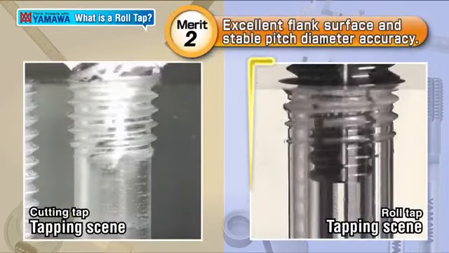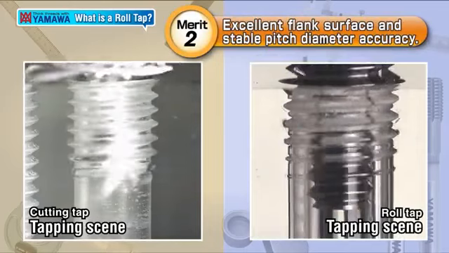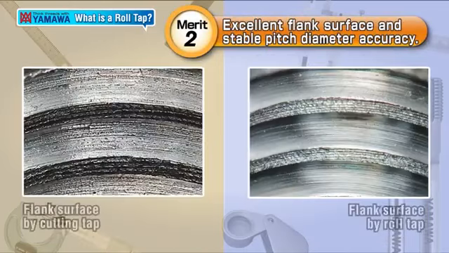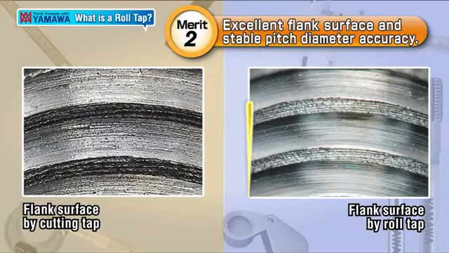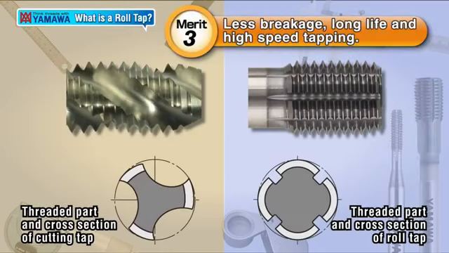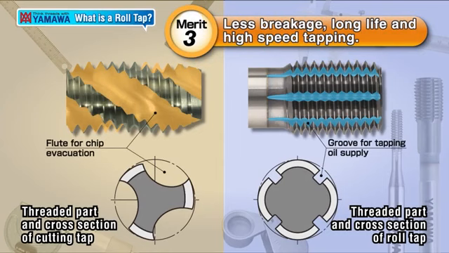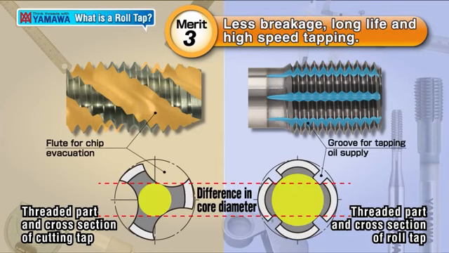Roll taps create internal threads by displacing and forming work materials to the form of the threads on the tap. This results in an excellent surface finish of the internal thread flank along with a high pitch diameter accuracy. Roll taps do not have flutes for chip evacuation. As a result, the tap is less likely to break and is a much stronger tool.